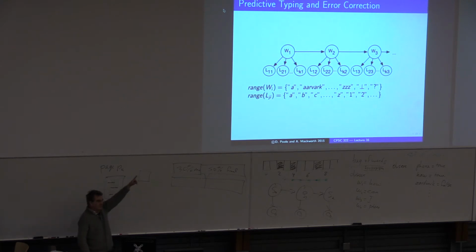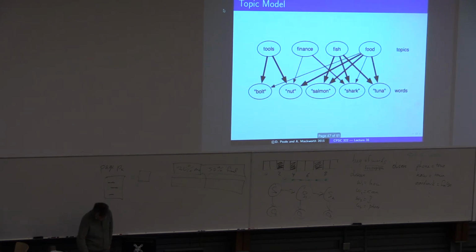Because we have this nice thing, we can just draw diagrams and say, here's how it works. It's such a nice thing. Here's another one, a so-called topic model. You have all these words at the bottom and the topics up top. Now we have the probability of "nut" given that it's a tool and a food. The probability of "salmon" is very unlikely if the topic is tools, but it's more likely if the topic is fish or food. So we have the probability of each word given every topic.